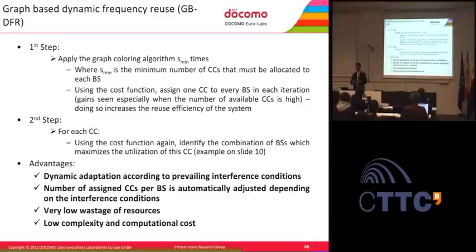We apply graph coloring S min times, where S min is the minimum number of component carriers we want to be allocated to each base station. We use the cost function to assign one component carrier to every base station in every iteration, using the method I showed on the previous slide, where you carefully select where to start from. And then in the second step, for each component carrier, again use this cost function to identify the combination of base stations which maximizes the utilization of this component carrier.